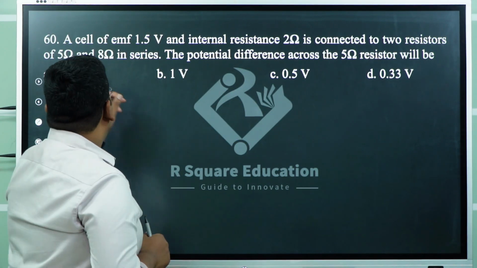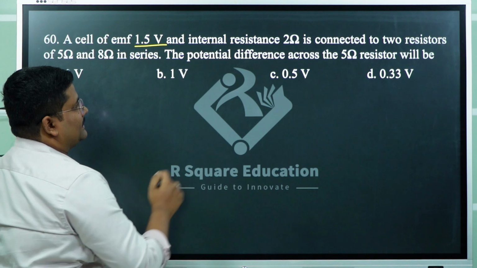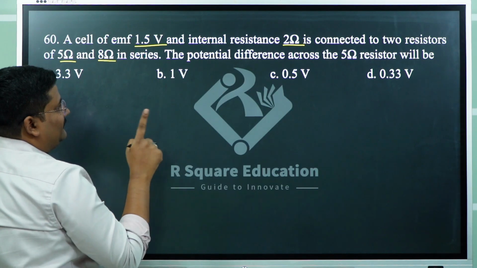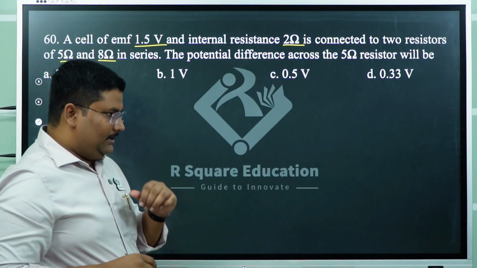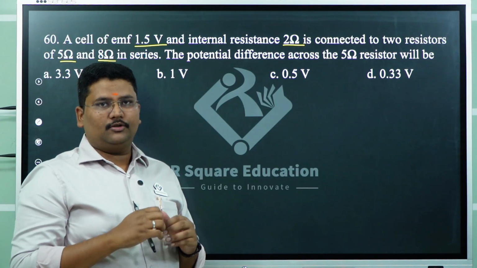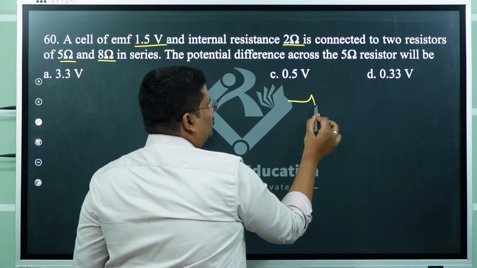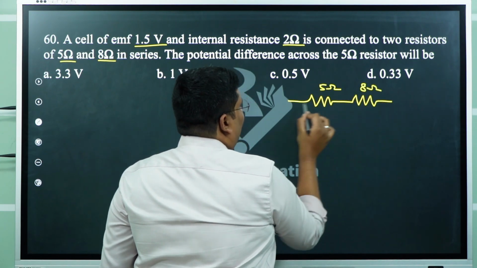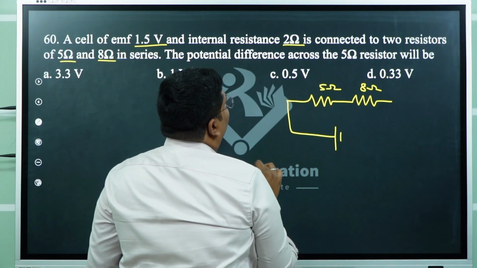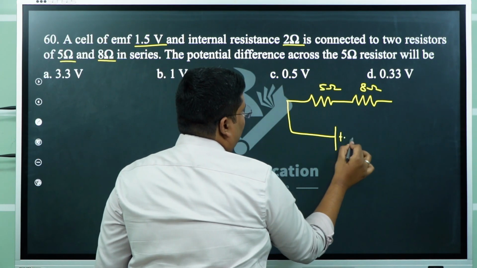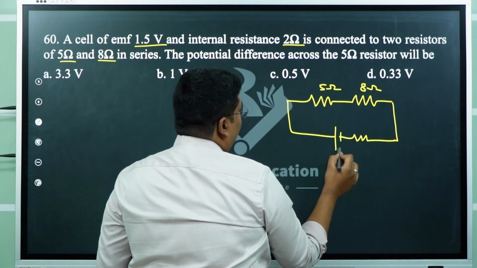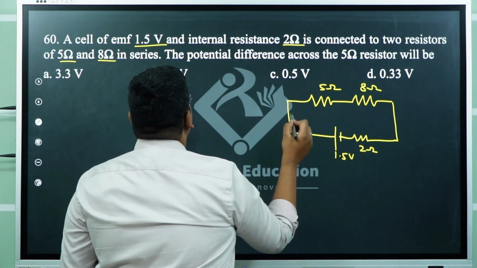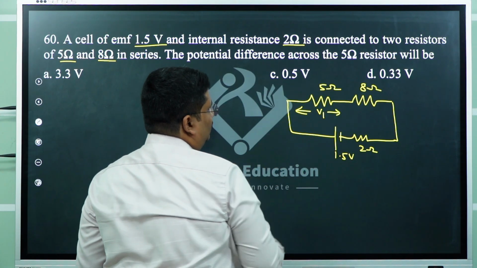See this question. A cell of EMF 1.5 volt and internal resistance 2 ohms is connected to two resistors of 5 ohms and 8 ohms in series. The potential difference across the 5 ohm resistor will be? Whenever there is a question without a circuit, we have to first draw the circuit, to understand what is happening. So there are two resistors in series, 5 ohms and 8 ohms, connected to an EMF of a cell with an internal resistance of 2 ohms. So this is 1.5 volt and this is 2 ohms, and they are asking what the potential difference across the 5 ohm resistor is going to be.